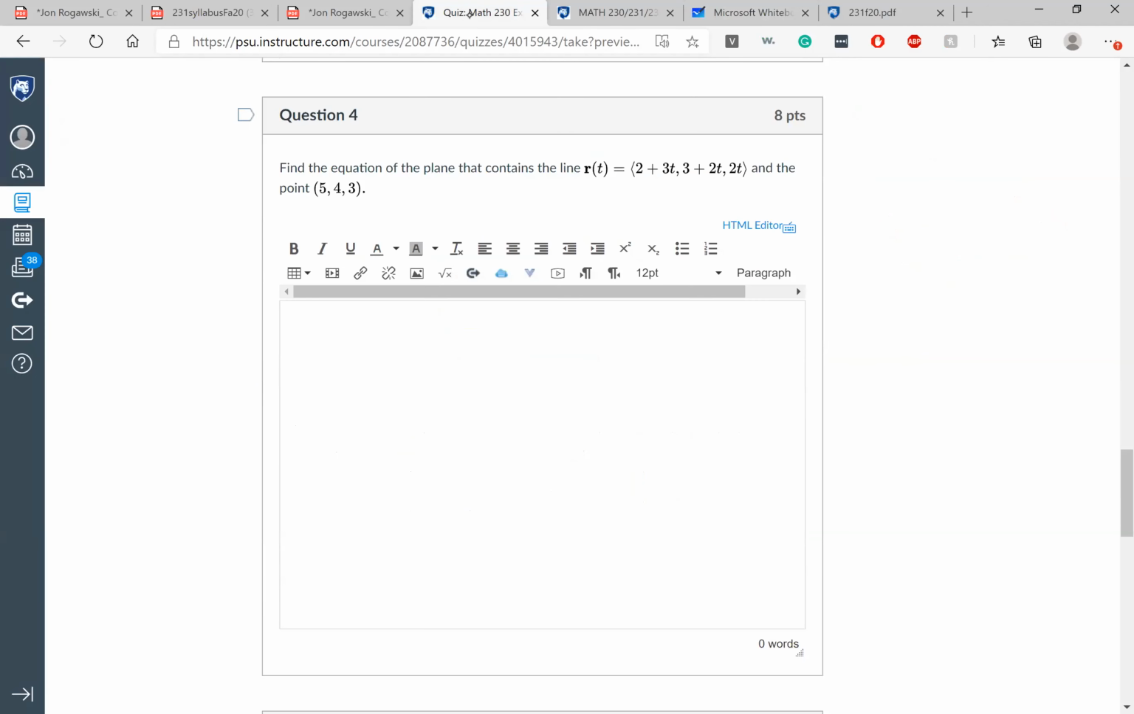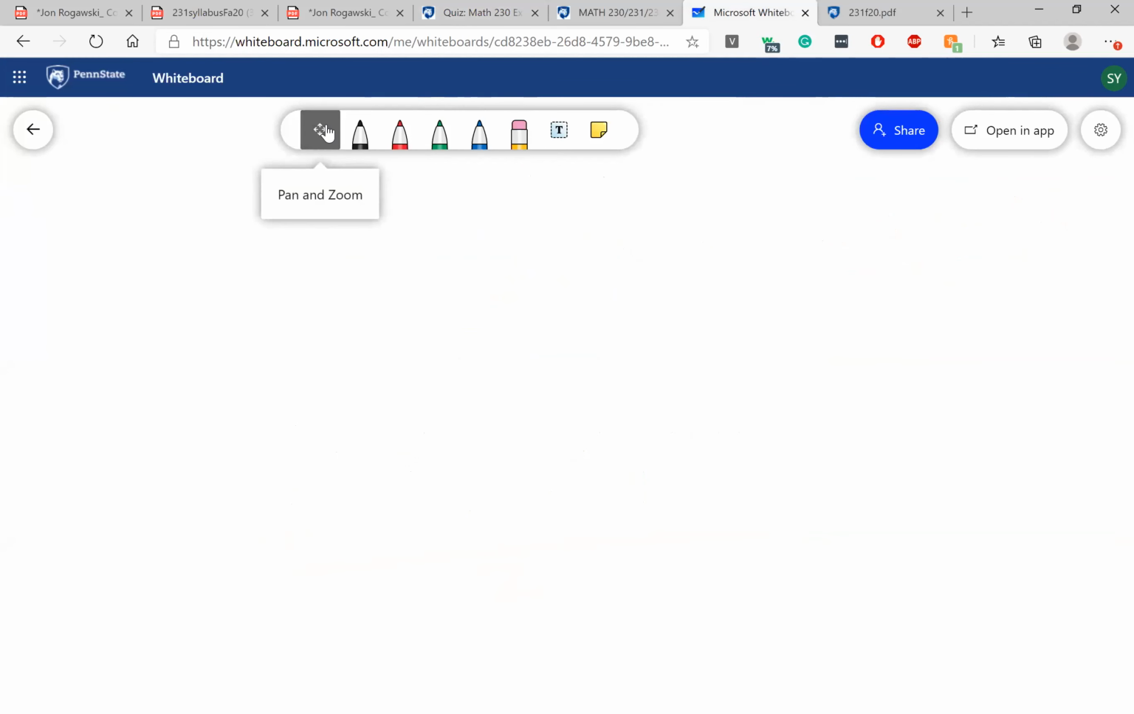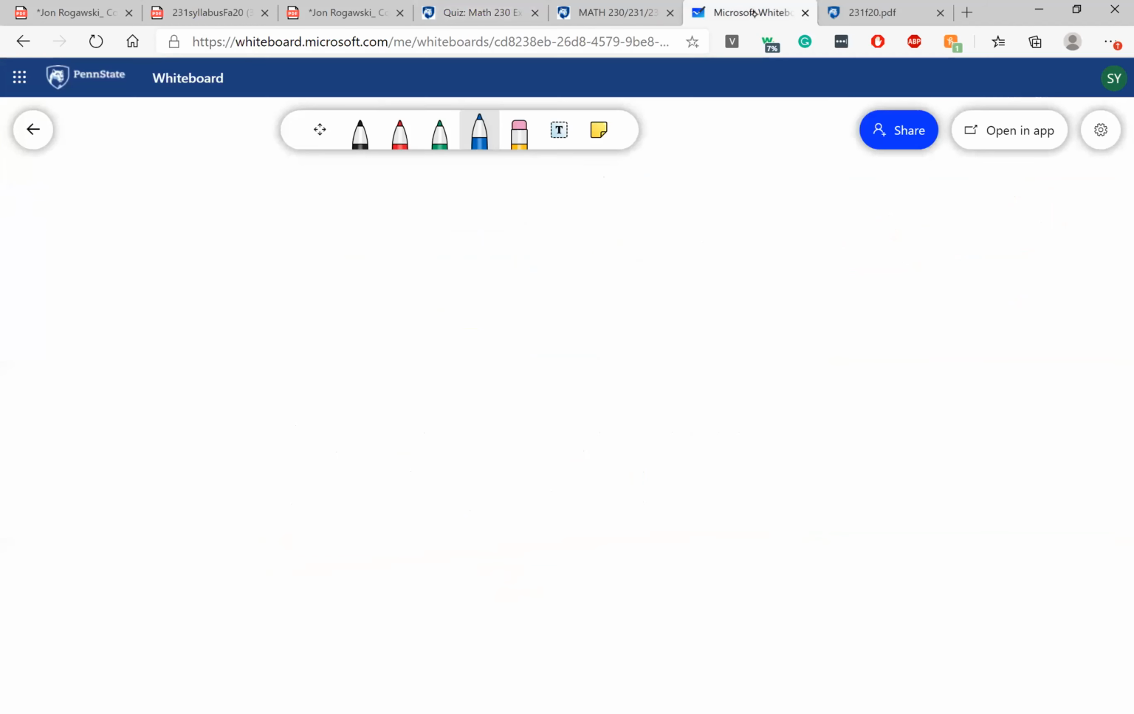So the next question, they say find the equation of the plane that contains this line and that point. First, it's always good, by the way, to make pictures. Before some problems, especially this type of problem, just make a picture. You have a line and you have a point, so just put a line and a point. And we want to find the plane containing this.